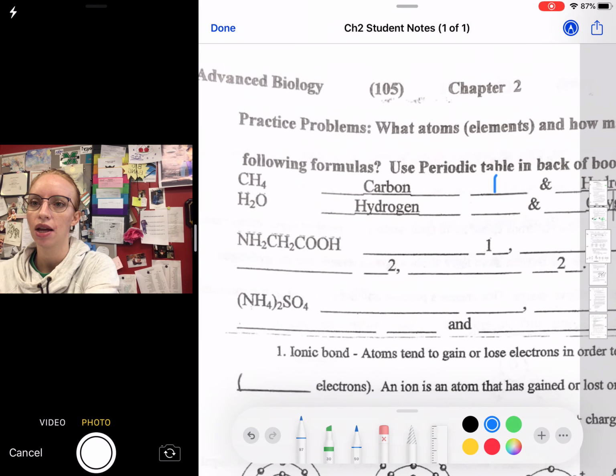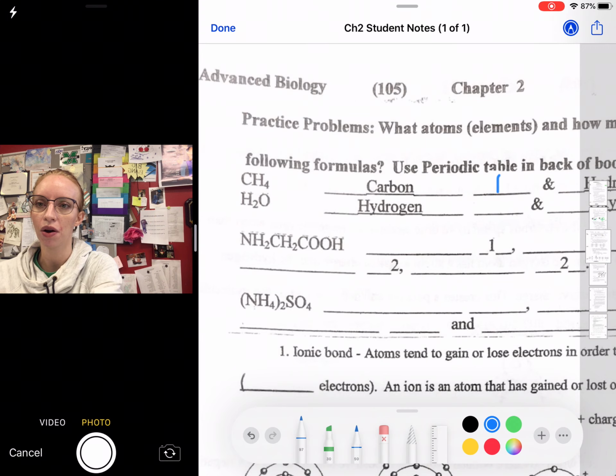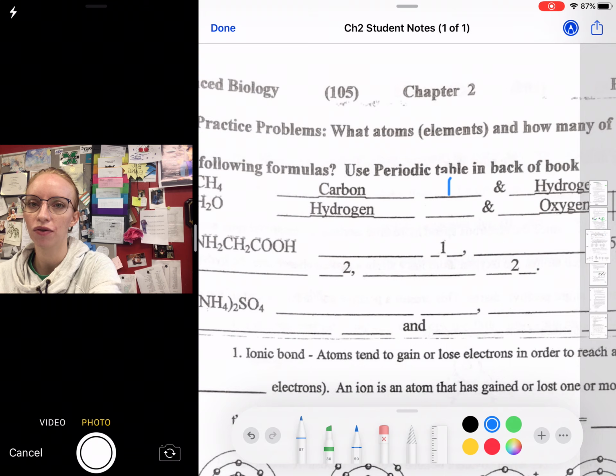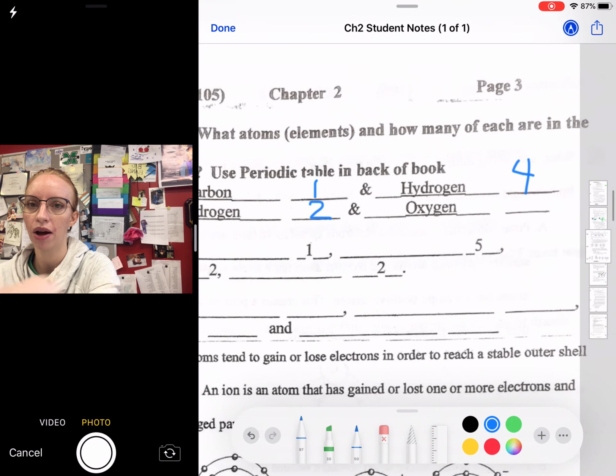So in this CH4 you have 1 carbon, and hydrogen has a 4 subscript beside it, so you have 4 hydrogens. In this one you have H2O, so the 2 is beside the hydrogen to the right of it, so you have 2 hydrogens and you have 1 oxygen.